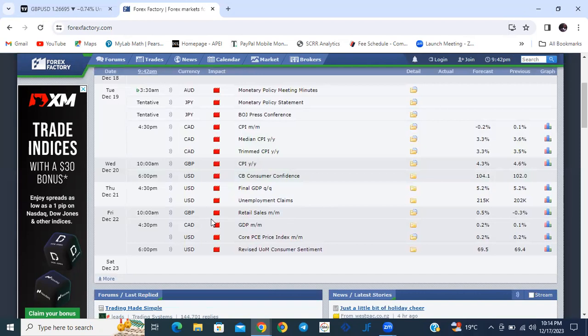Then we have GBP retail sales. So an increase here as there is the forecast. If the actual comes greater than the forecast, GBP will tend to strengthen. Then we have the CAD GDP again on Friday, so an increase according to the forecast. If we have a higher figure than the forecast, that means that the CAD will strengthen.